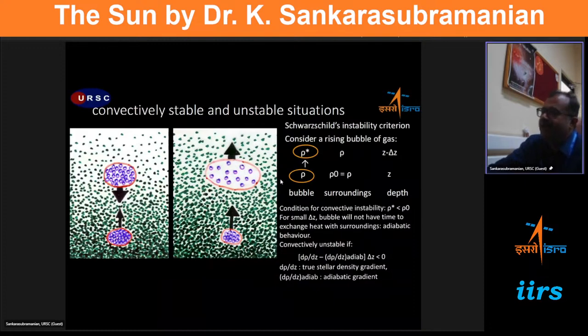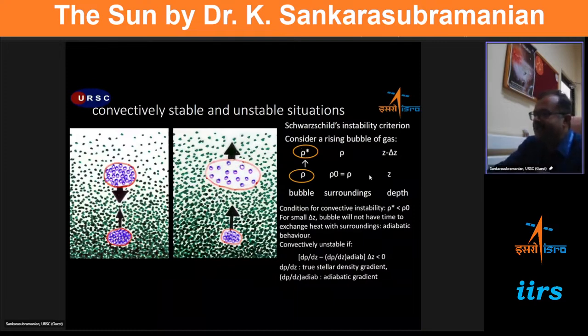You have a bubble of gas, and the density of this bubble of gas is depicted as rho at a height of Z. When the density of the bubble of gas is lower than the outside density, what happens? The bubble of gas feels lighter compared to the surrounding gas medium, so it will start to rise in the atmosphere, in the Z direction.